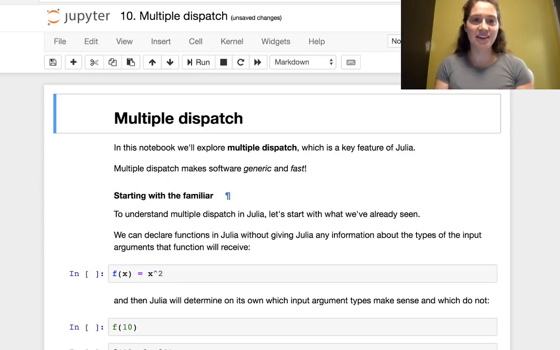So here, Notebook 10 is on multiple dispatch, and it is the design paradigm of Julia. So it's what makes Julia so generic and so fast. To talk about multiple dispatch, we're going to start by talking about some things that we've already seen.